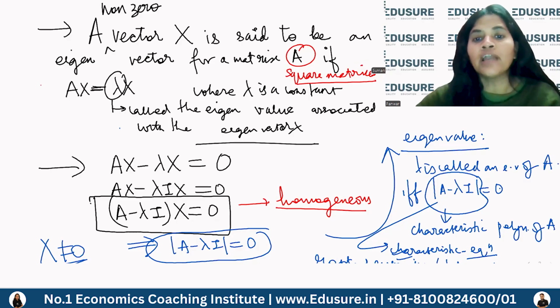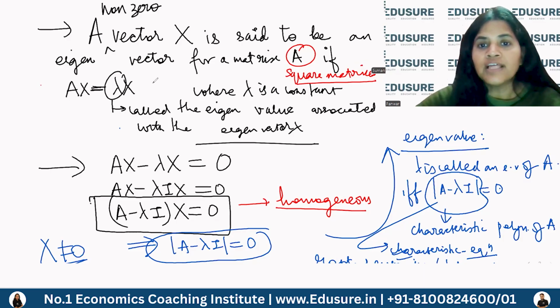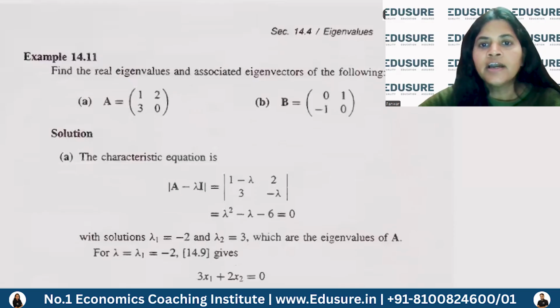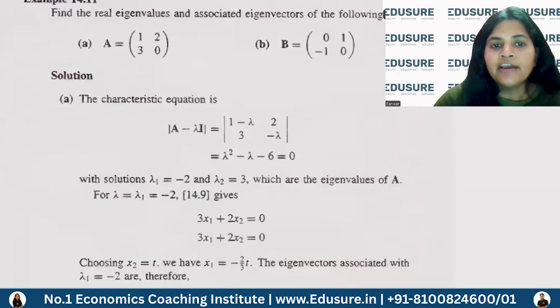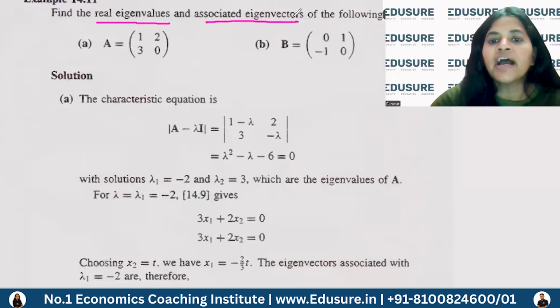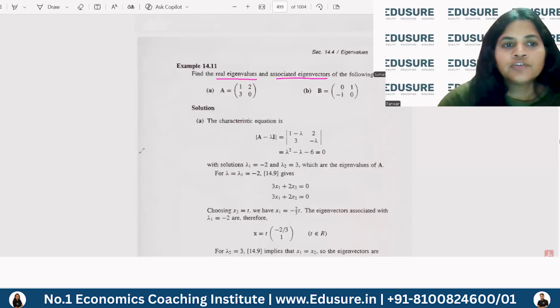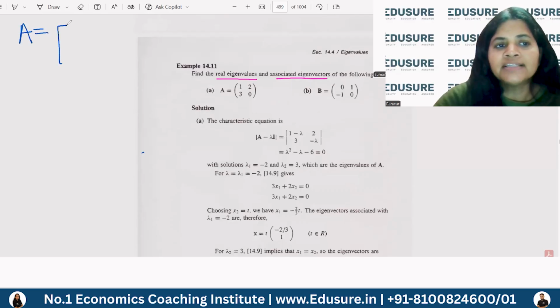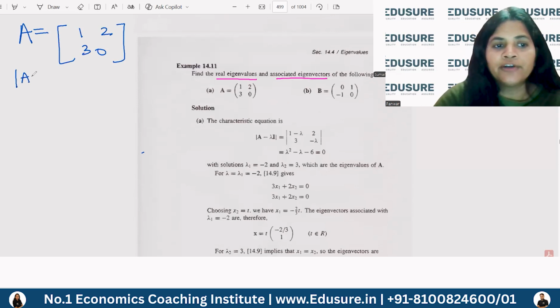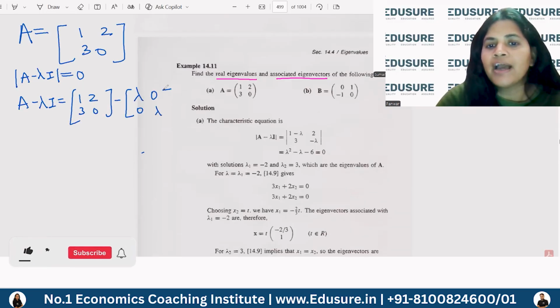Now we will learn how to calculate eigenvalues and eigenvectors. Let us see some questions. Let us look at this matrix A. Find the real eigenvalues and associated eigenvectors of the following. Let me start with question A. My matrix is [1, 2; 3, 0]. If lambda is an eigenvalue, then the determinant of A minus lambda I will be 0. Now what is A minus lambda I? It is [1, 2; 3, 0] minus lambda times I, where I is [1, 0; 0, 1].